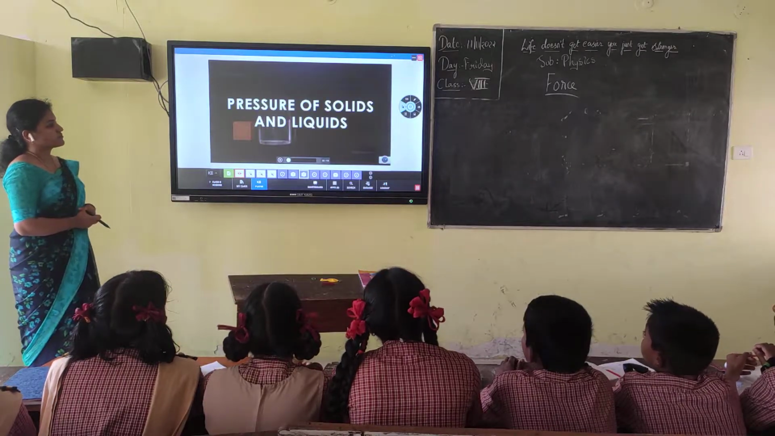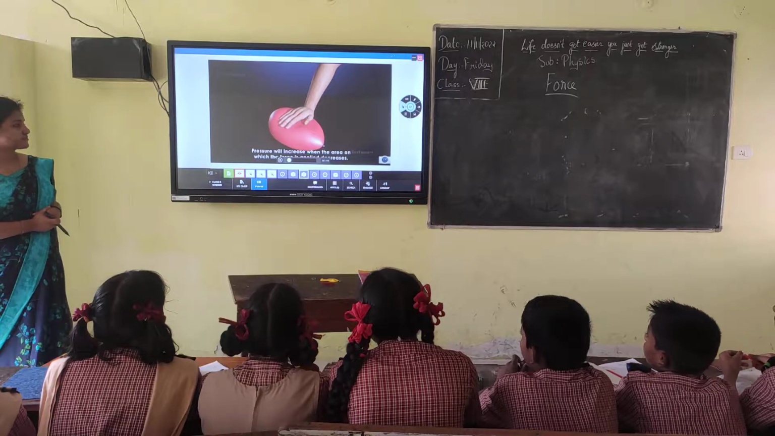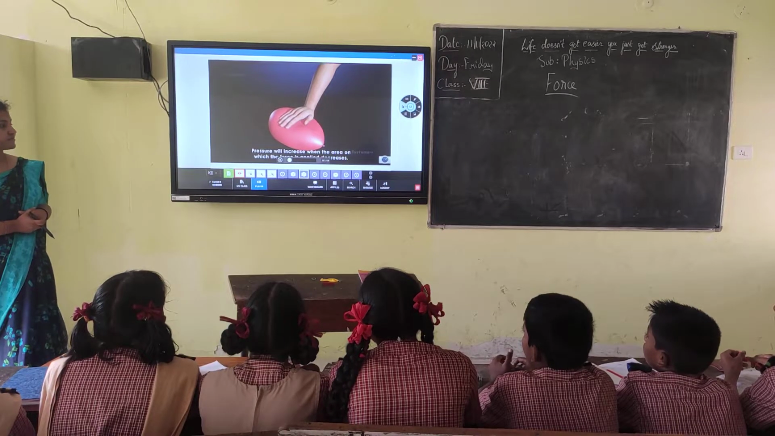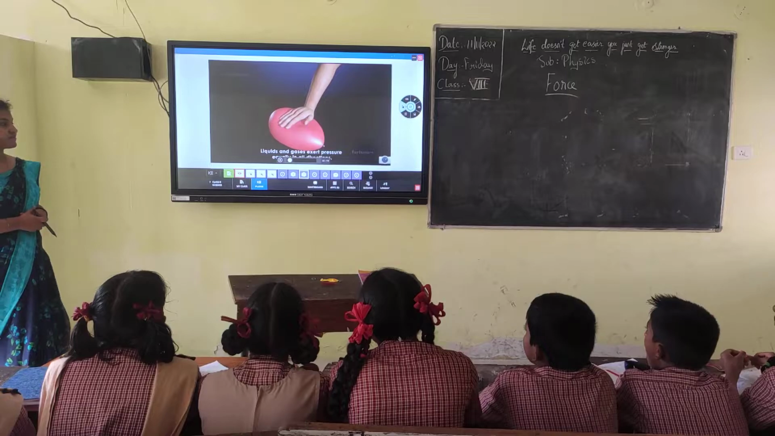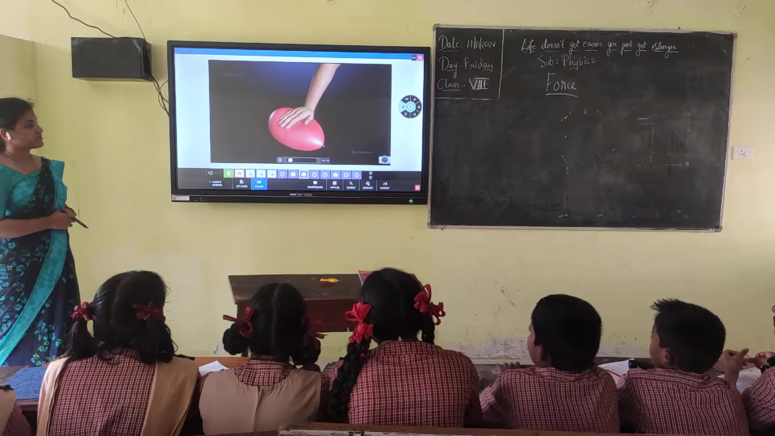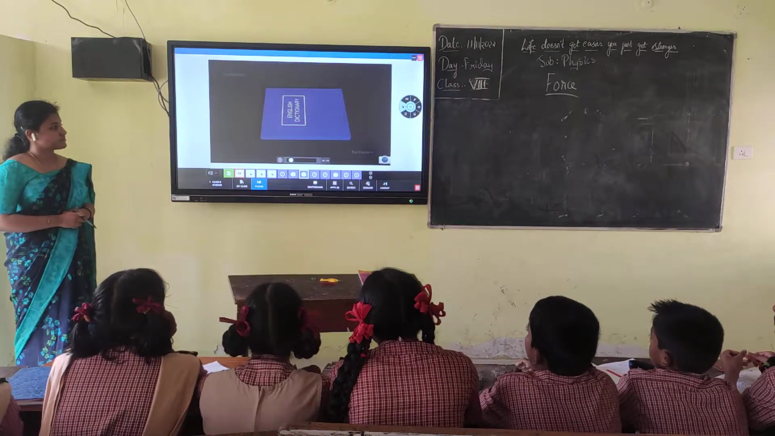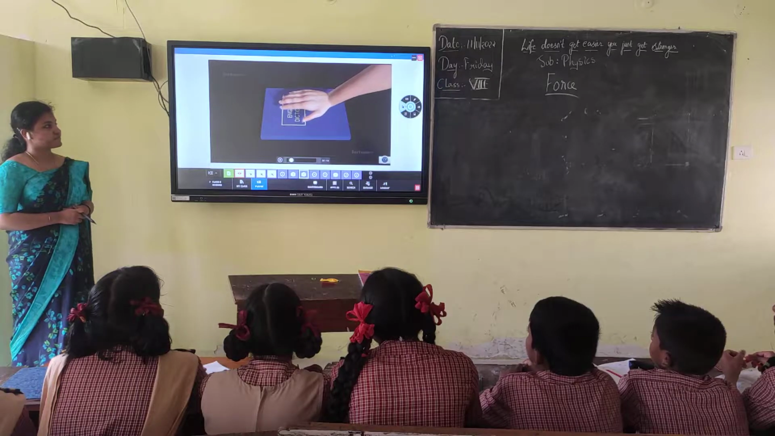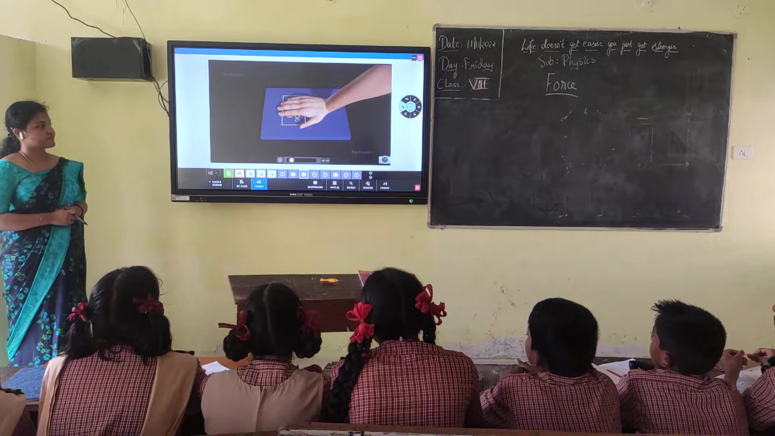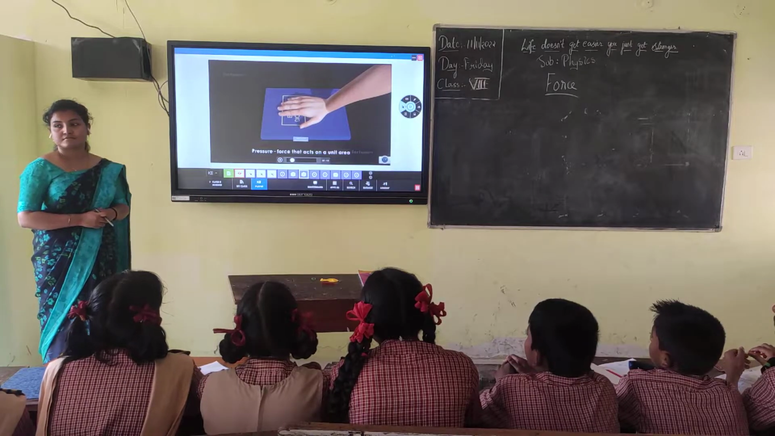Pressure of solids and liquids. Pressure will increase when the area on which the force is applied decreases. Liquids and gases exert pressure equally in all directions. The pressure of liquids will increase with depth. When we use our hand to press down on a book that's on a table, we are applying pressure to it. Pressure is the force that acts on a unit area.